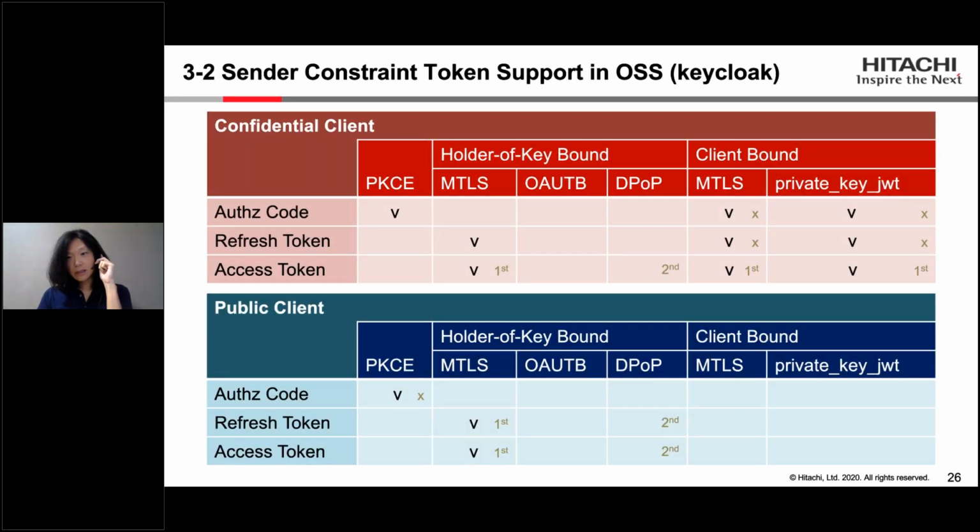Finally, as I told you at the beginning of my talk, I'm contributing to Keycloak, the FAPI Security Profile support. So these tables show the sender constraint token support by Keycloak. Generally speaking, I think the current Keycloak has already covered the major ways of sender constraining OAuth code, refresh token, and access token in each type of confidential and public client.